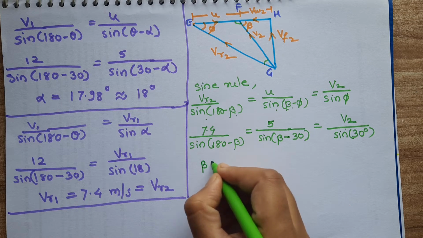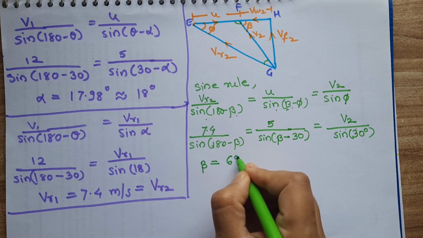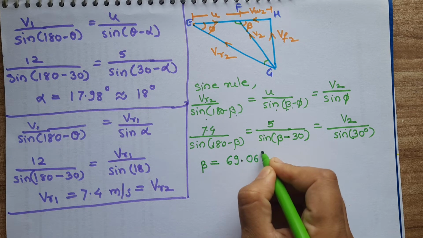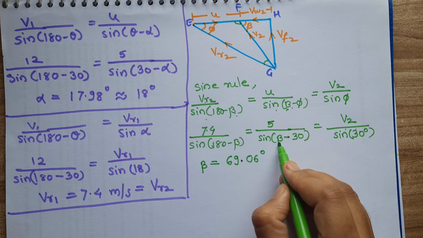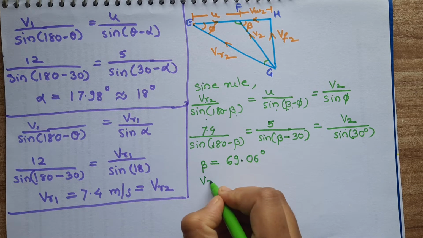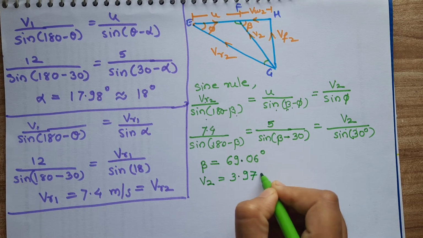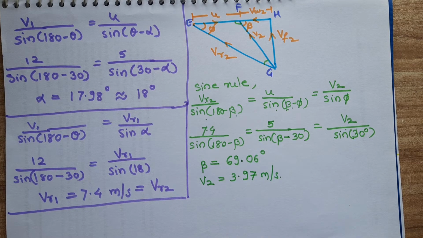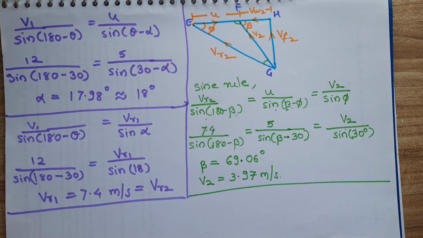So beta we will get as 69.06 degrees, and when we put the value of beta over here and equate with this one, we will get V2 equal to 3.97 meters per second. As I said, we can also solve it by simple trigonometry. Let's see how.